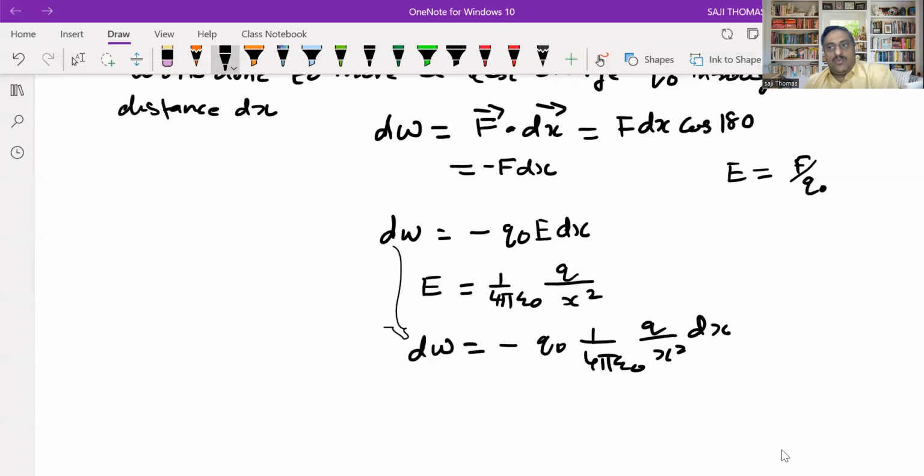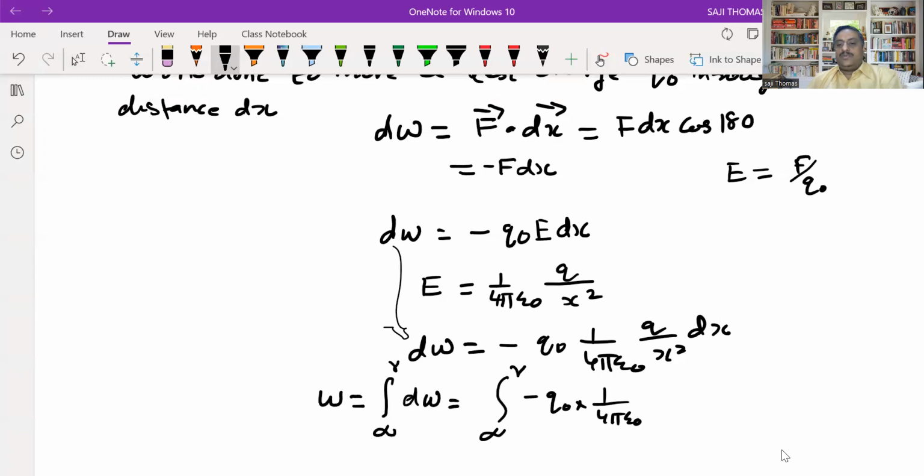But we are here moving from infinity to the point P. How can you find it out? So total work done is obtained by integrating. So you integrate the equation. So total work done is integral of dW, lower limit is infinity, upper limit is the point at a distance R. So integral from infinity to R of minus Q0 1 by 4 pi epsilon 0 Q by x square dx.